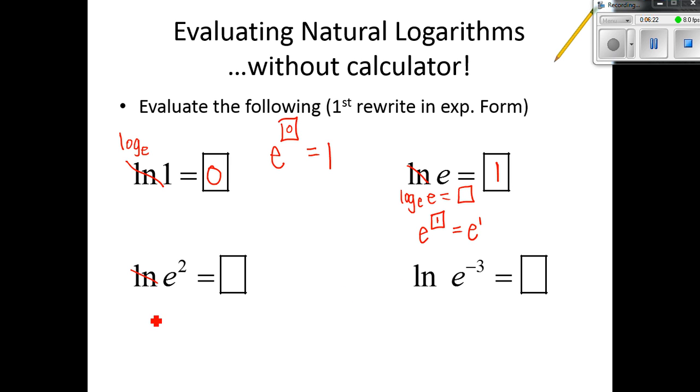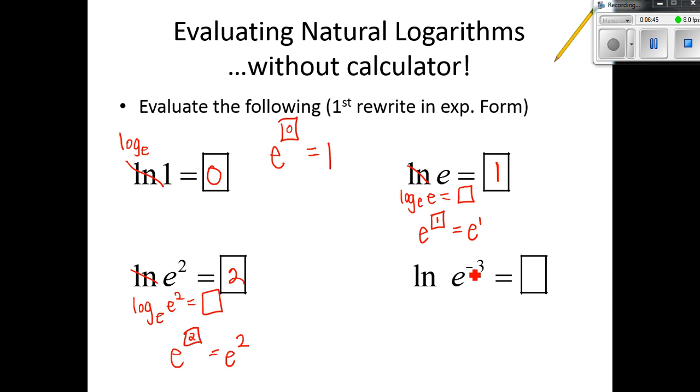So e to the power of 1 is equal to e. Okay, so ln again is log base e. E to the what is going to equal e squared? Well, for both of these sides to be equal, this would have to be a 2. So the natural log, or the ln of e squared, would be 2.